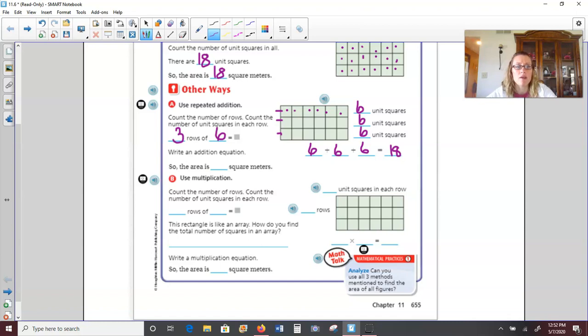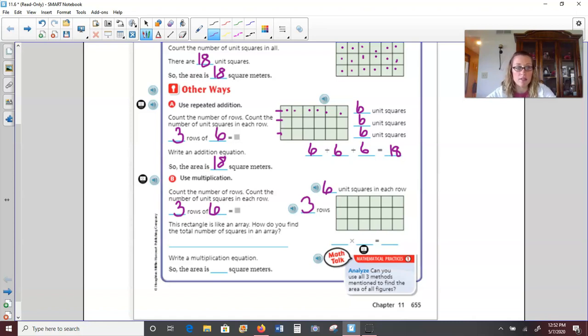Now you might be thinking, wait a second, Mrs. Jockel, I know repeated addition is just like multiplication, and you're absolutely right. Oops, forgot to put my 18 over here. So we could use multiplication because repeated addition is just like multiplication. So we have 3 rows of 6, okay? And again over here, we're just going to show that 3 rows of 6 unit squares in each row.